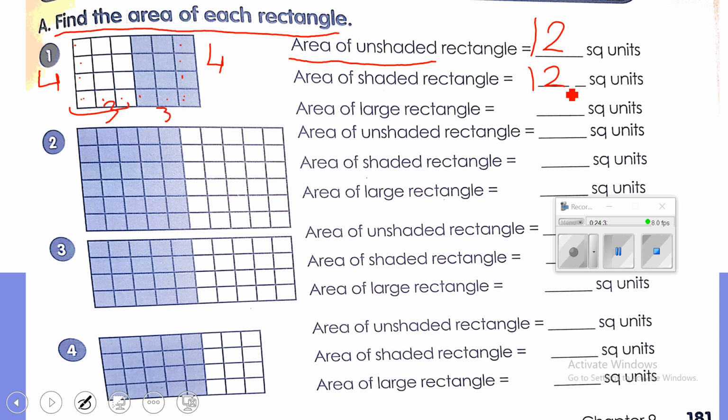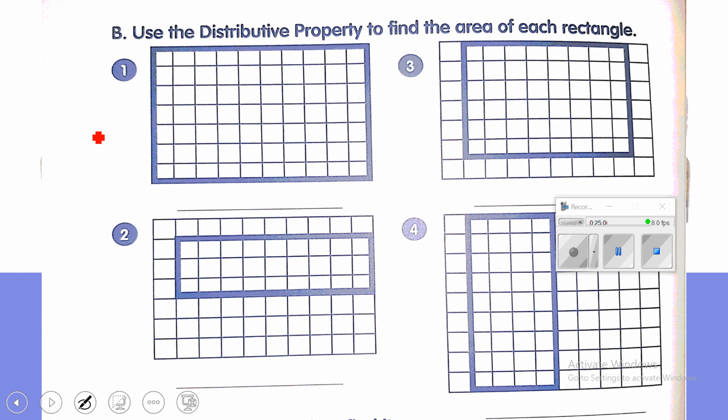Just look here. They said the area of the large rectangle means the shaded and the unshaded. 12 plus 12 is 24. So for each one, unshaded, shaded, all, you just have to count how many columns and how many rows, and multiply together. Yes, perfect. Let's see the next.